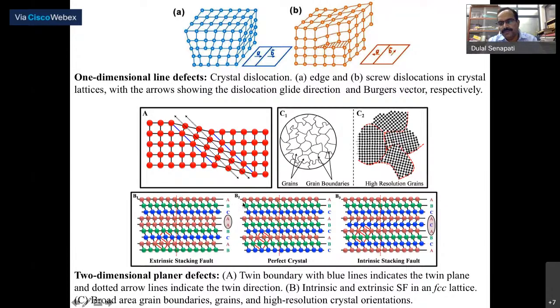And the two dimensional defects, there are three different types. There might be a twin boundary. The twin boundary, you see this dotted line. If you consider this a mirror, then the atoms on both sides are a mirror image of each other. So these ones, this yellow line you consider the mirror, and then you see they are mirror images of each other. This is a twin boundary.